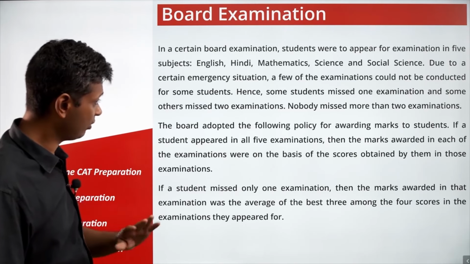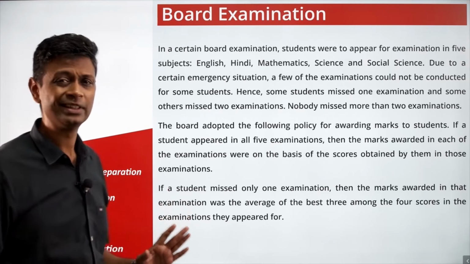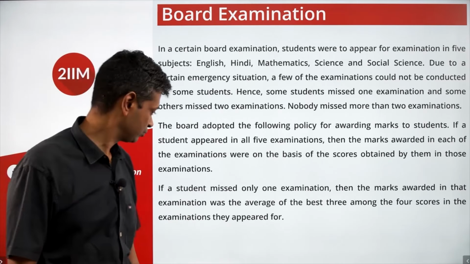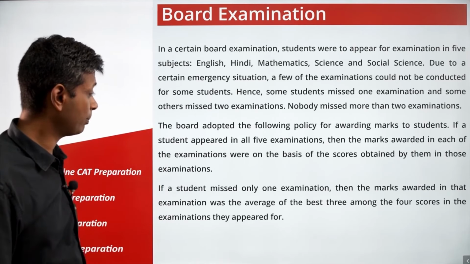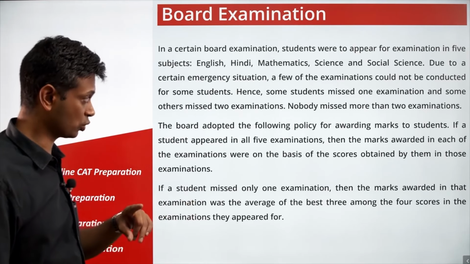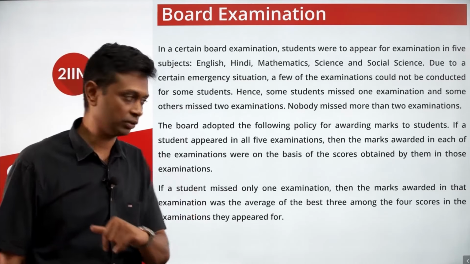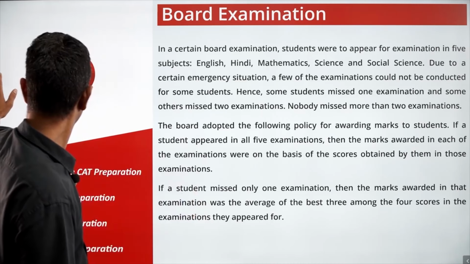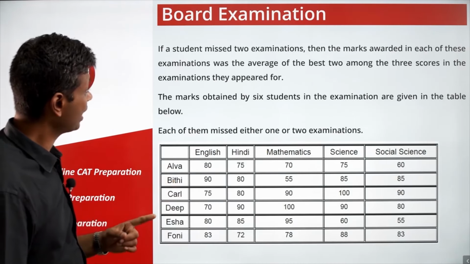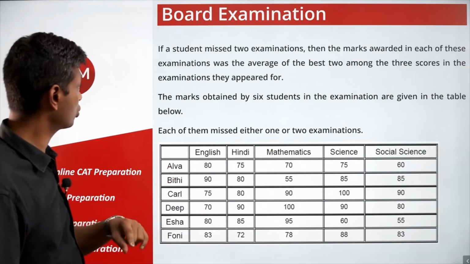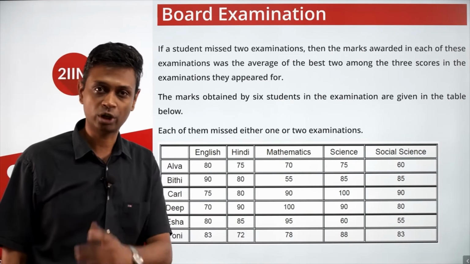If a student appeared in all 5, then the marks awarded in each of the examinations were on the basis of scores obtained by them in those exams. Like usual, you get some mark, that's your score. If a student missed only 1 exam, then the marks awarded in that exam was the average of the best 3 among the 4 scores. If you attempted 4, take the best 3, take that average, put that for the 5th one. If a student missed 2 examinations, then the marks awarded in each of these was the average of the best 2 among the 3 scores in the examination they appeared for. So 3 out of 4 or 2 out of 3, take the average and put it outside.